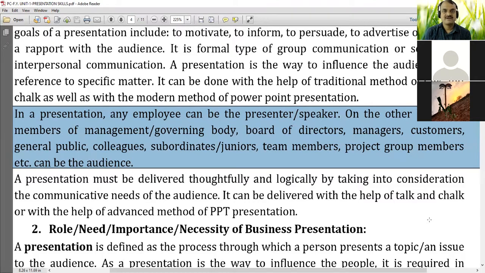See, there can be a large variety of people who are involved in this activity, in this process of presentation. Okay, last time when we were discussing presentation, that time I had told you how serious you will be while delivering a presentation for a specific kind of audience.